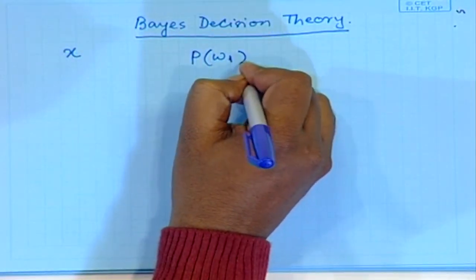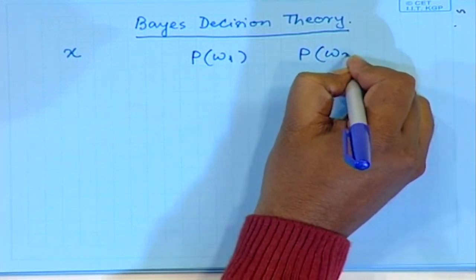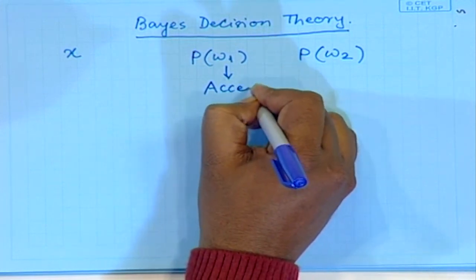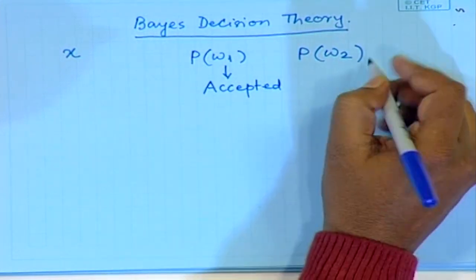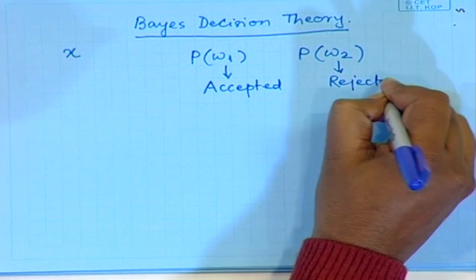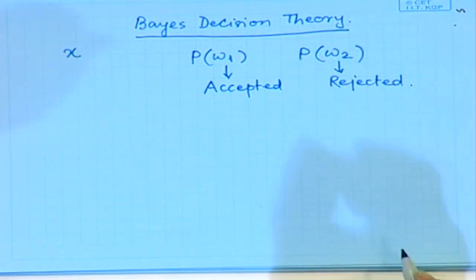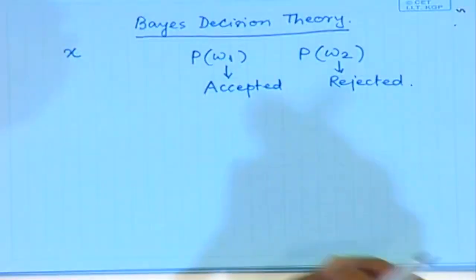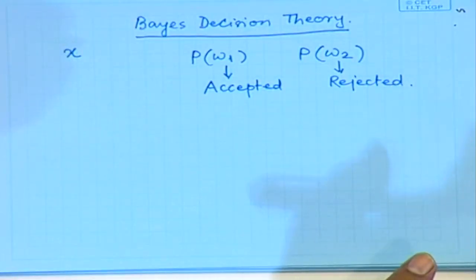For doing this job, we have said that we have some a priori probabilities, that is p of omega 1 and p of omega 2, where omega 1 is the category of accepted objects and omega 2 is the category of rejected objects. And p of omega 1 is the a priori probability that the object will be accepted, and p of omega 2 is the a priori probability that the object will be rejected.